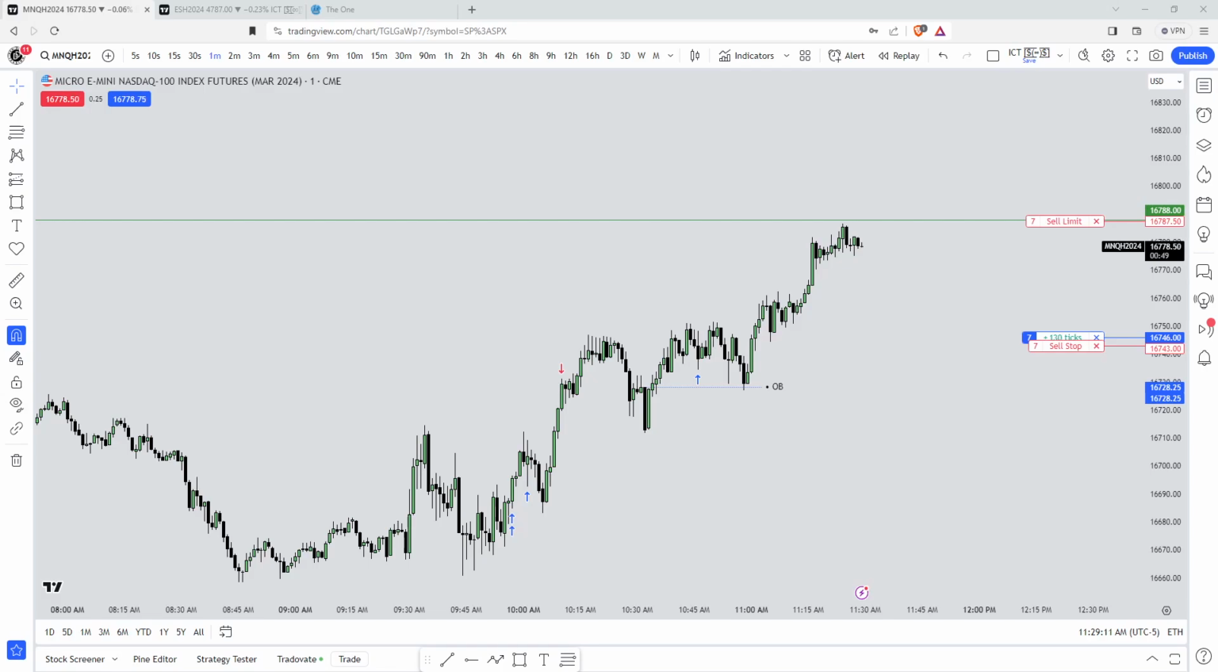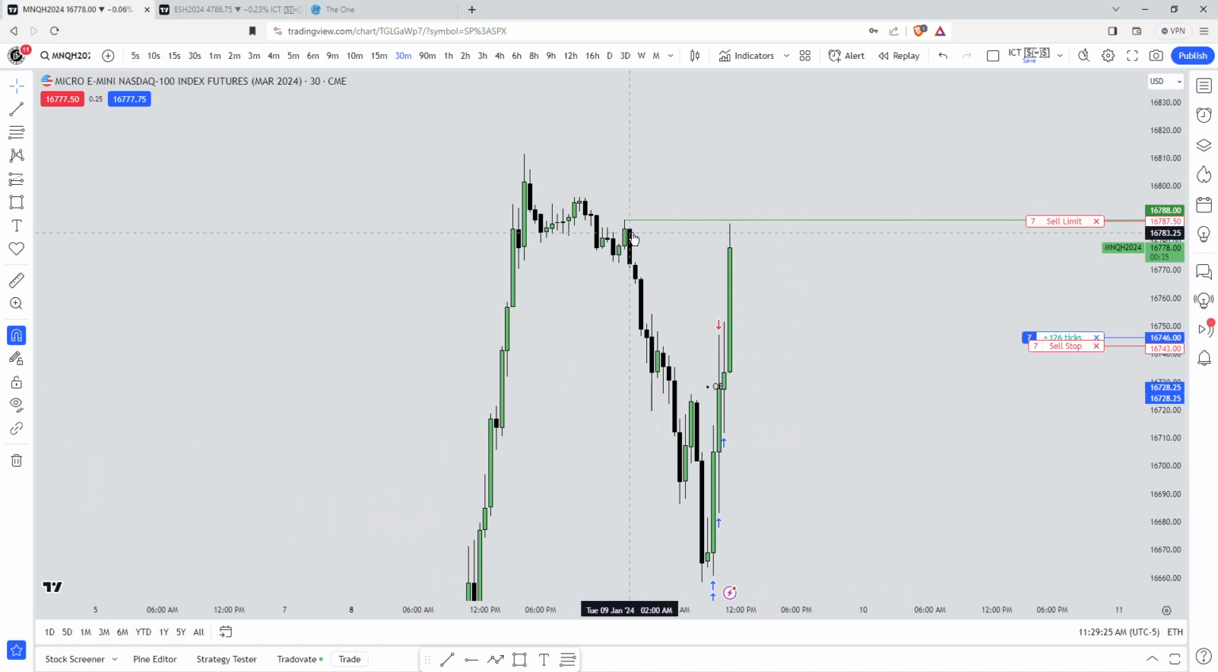I'm going to show you guys how to predict the smart money reversal of a market maker buy model, and then also trade the accumulation and reaccumulation legs. You can see currently I am in a trade on the micro E-mini NASDAQ. I'm 7 contracts in, looking for price to deliver to this level of buy side liquidity.